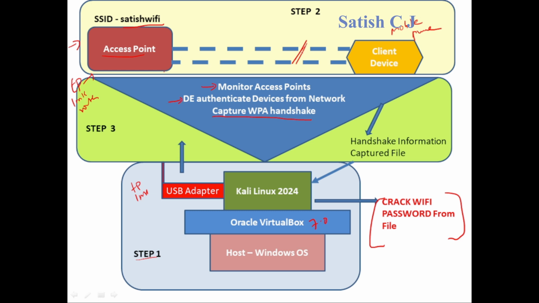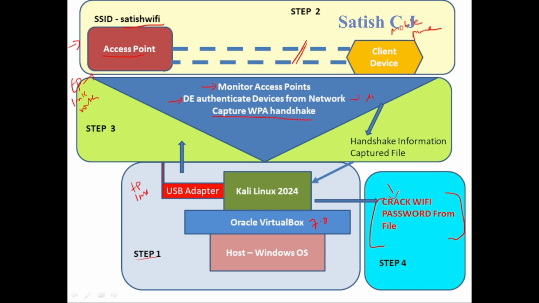What is de-authentication? Disconnecting all the devices forcefully from the access point. For this, we'll be using tools like Aireplay-ng. And finally, we'll capture the handshake. So when they connect again, we'll capture the handshake file, and that handshake information will be used for cracking the Wi-Fi password. So we'll use tools like Aircrack-ng to crack the Wi-Fi password. So cracking the Wi-Fi password will be our final step, step 4. So we'll take a look at this demonstration in these 4 steps.